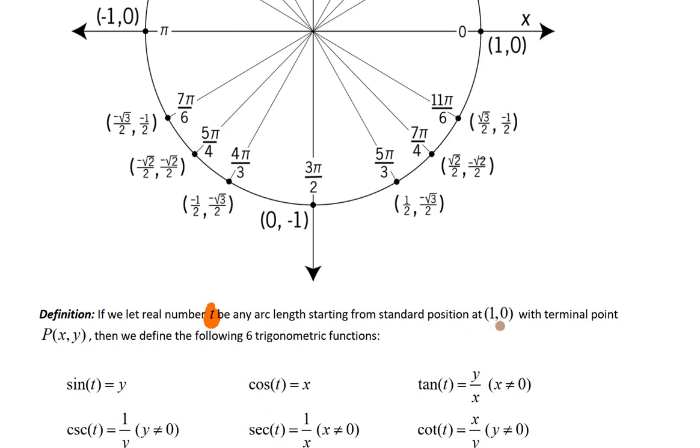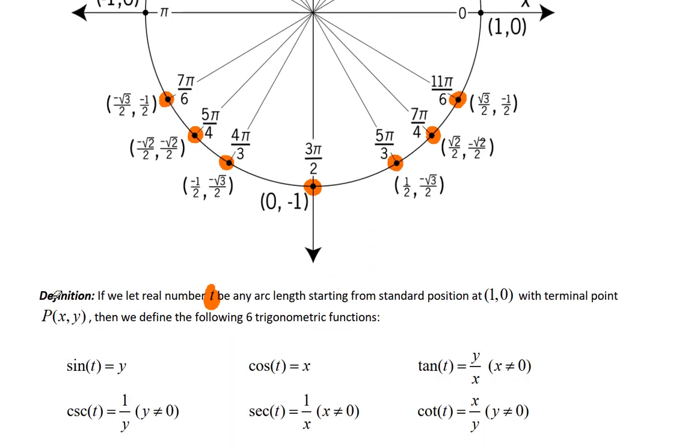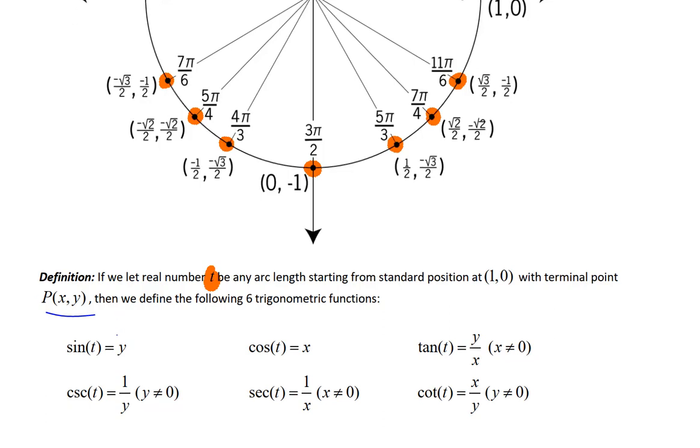Because we're starting at (1, 0) with terminal point P. So P, again, is just any of these points where the arcs stop. They're in all our special fraction places or special arcs on the unit circle. And so those points, P, have an x and a y coordinate. We've worked with these also in previous lessons. And those are what we're working with now to define these following 6 trigonometric functions.